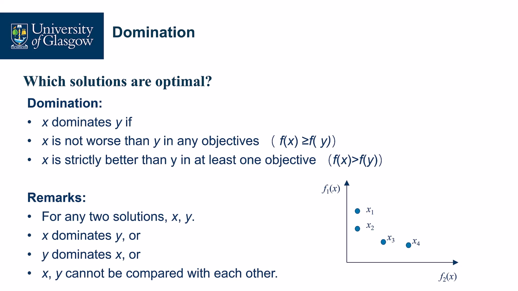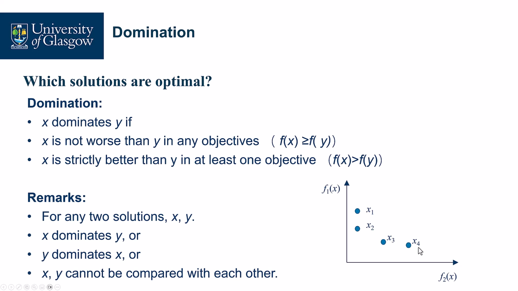So in this way, for any two solutions, x and y, we only have three conditions. x dominates y, y dominates x, or x and y can't be compared with each other. As we can see for these four solutions, x1 dominates x2, because in terms of f2, f(x1) is larger than or equal to, here is equal to, f(x2). But in f1, x1 is strictly better than x2, right?